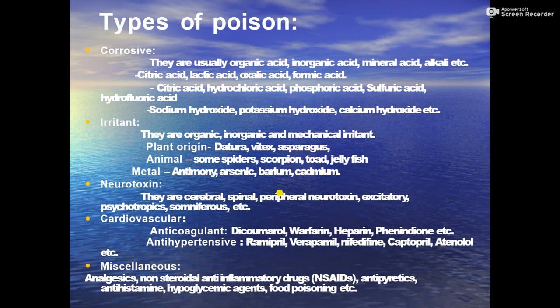One is corrosive. Corrosives are usually organic acids, inorganic acids, mineral acids, alkalis, etc., such as citric acid, lactic acid, oxalic acid, and formic acid. All these are corrosive in action. Let's suppose if it comes in contact with your skin, it will cause corrosive action on your skin, like citric acid, hydrochloric acid, phosphoric acid, sulfuric acid, hydrofluoric acid, sodium. All these are present in a very concentrated form.